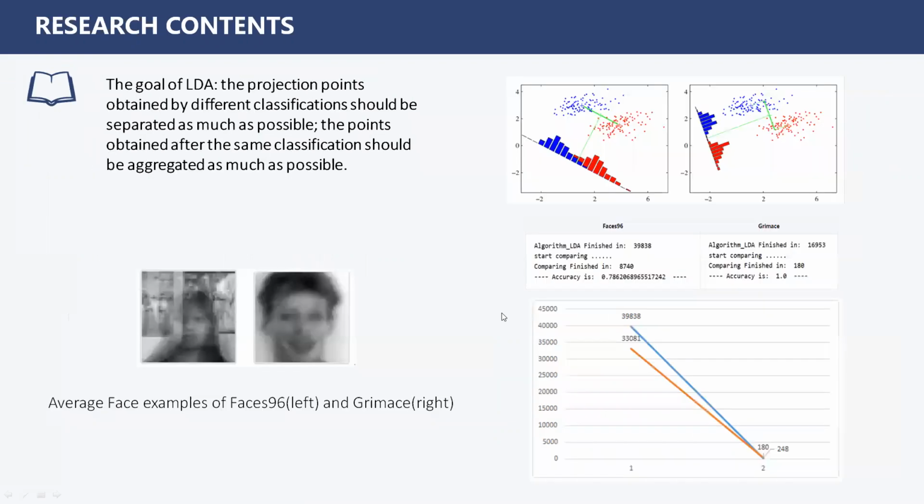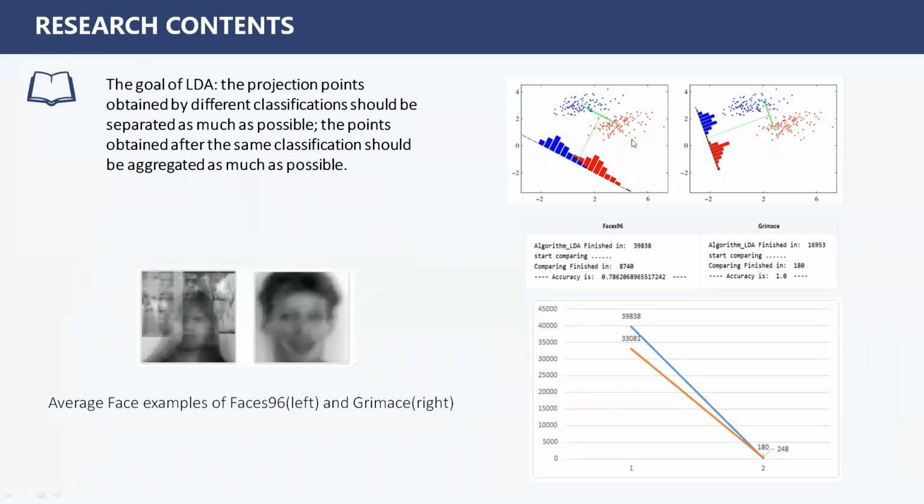Okay, so the next algorithm I'm going to introduce is LDA. The goal of LDA is very similar to PCA. The goal of LDA is that in the projection, the points obtained from different classes should be separated as much as possible, and the points obtained from the same class should be aggregated as much as possible.